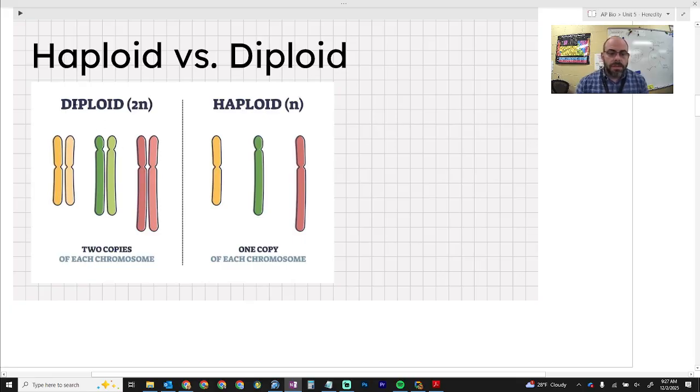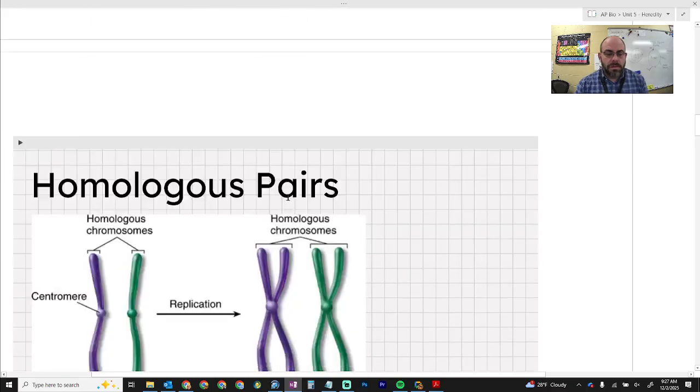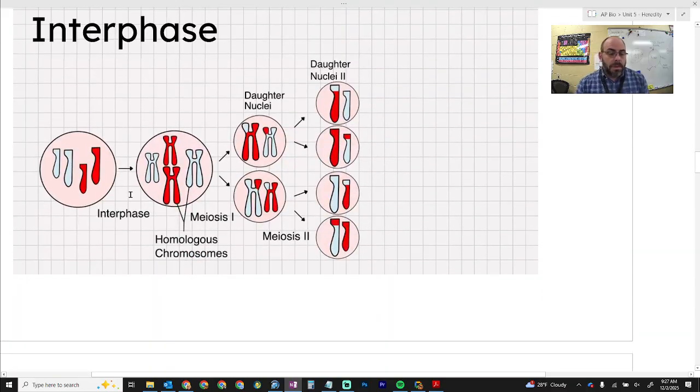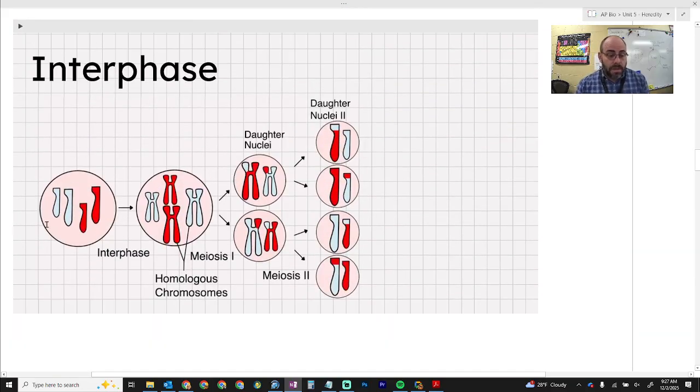Don't. This is just a math problem, right? This is pre-algebra. Don't do it. So if this organism is 2N equals 4, then when they replicate, this is still a diploid cell here after interphase. It's still a diploid cell. It's just that each chromosome has an identical pair, has a sister chromatid with it.